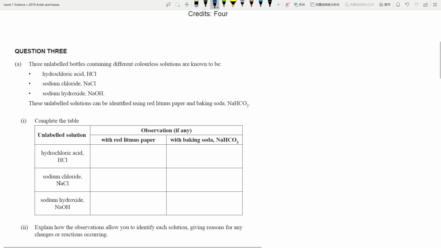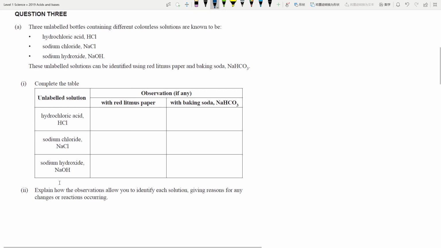Right, question 3, let's get started. We've got 3 unlabeled bottles containing different colorless solutions known to be HCl, NaCl, and NaOH. You should memorize the 3 types of acid you get given. You'll normally be examined on HCl, H2SO4, and HNO3.